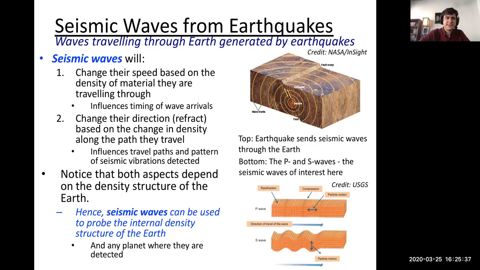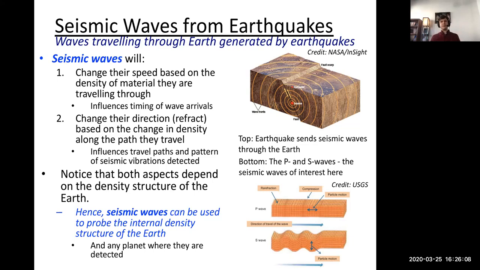And then seismic waves will also change their direction based on the density. As the density changes, they will change their direction. We've encountered this before. This is the same thing. As a wave travels from one medium to a different medium, it will bend: refraction. So if you constantly change the density, you're constantly changing the medium it's traveling through. So as you go deeper, if the density gets greater, that wave will bend and change its direction.